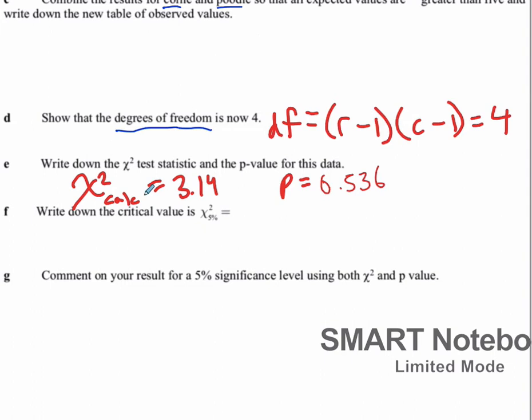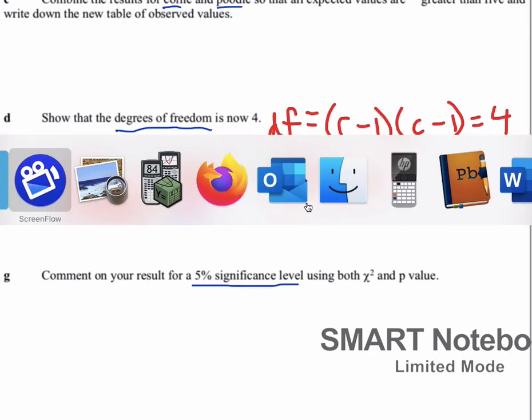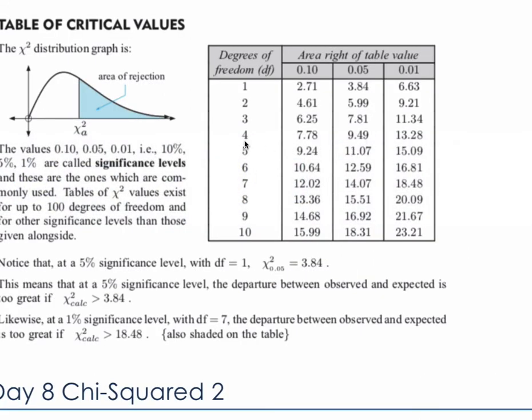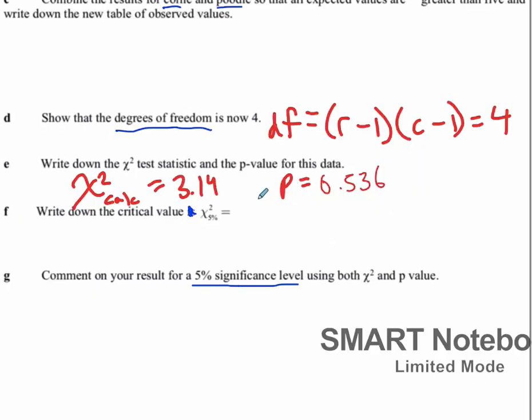Okay, so next write down the critical value. Critical value chi-squared at 5% significance level. That 5% means the significance level is 5%. So for that, you just look up the table that you have in your booklet, and if you go across from 4 degrees of freedom, that's why the degrees of freedom is important. We have to figure out which row to look at in this table. We go across to the 5% significance level, and we have 9.49. So that's that value, 9.49.